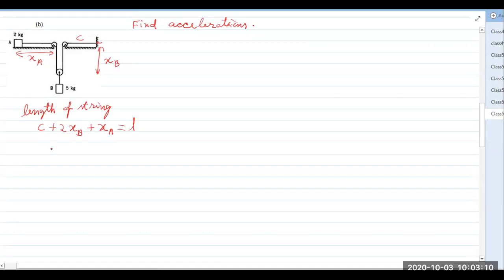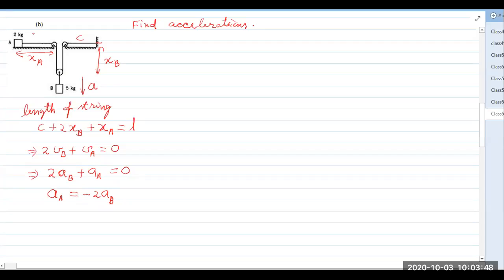If you differentiate it, it will be 2VB plus VA equal to 0, or 2AB plus AA equal to 0. Okay, so these are the relation between acceleration. So how acceleration of A is dependent on acceleration of B. Okay, you can see acceleration of B. If you take acceleration of B downward A, then acceleration of A must be double of this.